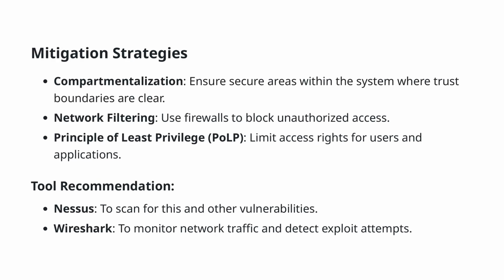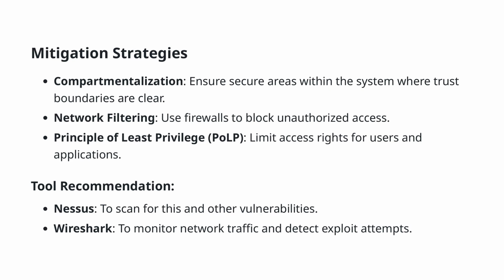Now, let's focus on mitigation strategies to protect your network against potential vulnerabilities like the one identified in the Netgear WN604 device scenario. Firstly, compartmentalization is crucial. This involves setting up secure areas within your system where trust boundaries are clearly defined. By creating these secure segments, you can better manage access and reduce the risk of an attacker moving laterally through your network.